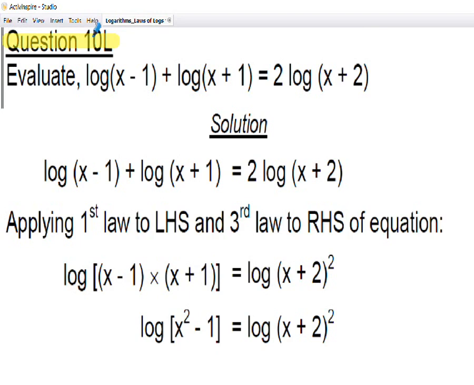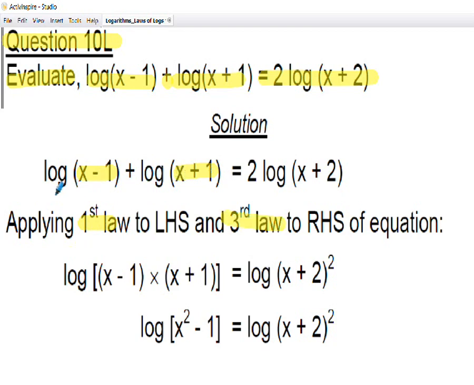Question 10L here, we're asked to evaluate log of x minus 1 plus log of x plus 1 is equal to 2 times the log of x plus 2. Notice this time on the left hand side the brackets are different. We've got an x minus 1 in the first bracket and an x plus 1 in the second bracket. So I'm going to apply the first law of logarithms to the left hand side of the equation and the third law of logarithms to the right hand side of the equation here.